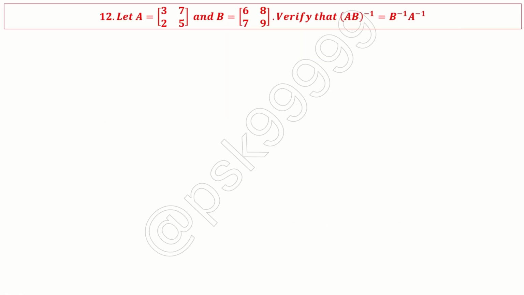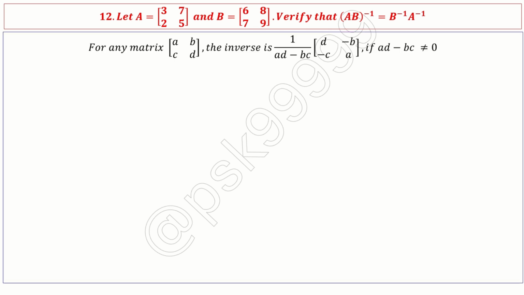Next. Let A be a 2 by 2 matrix, B is a 2 by 2 matrix. Verify that (AB) whole inverse equals B inverse into A inverse. So basically you need to find three inverses. Directly I'm writing the inverse of the matrix with entries a, b, c, d as 1 by ad minus bc. This is the determinant, and this is the adjoint matrix: d, minus b, minus c, a, if ad minus bc is not equal to 0. That's the condition.